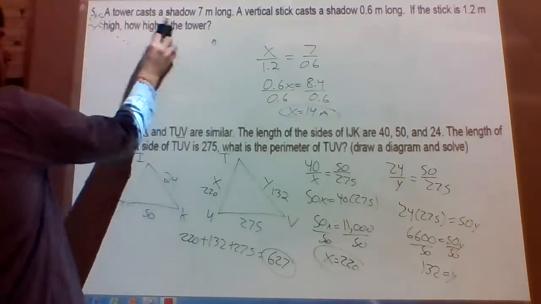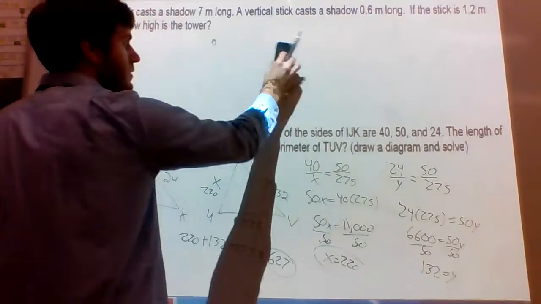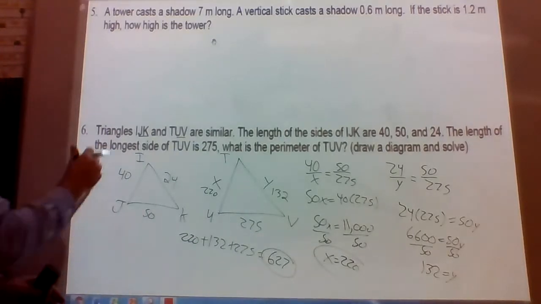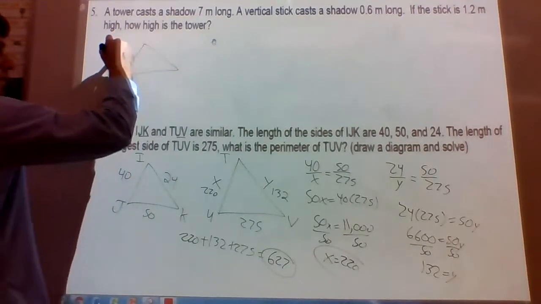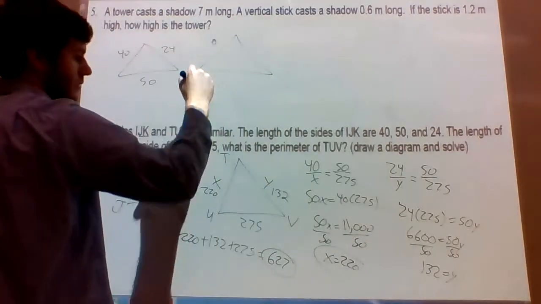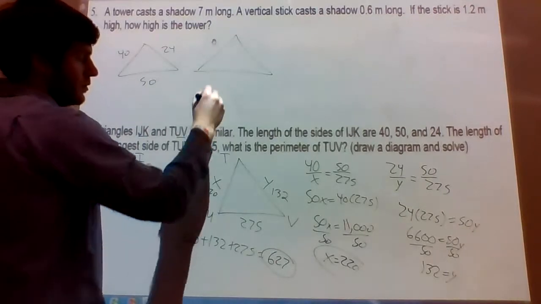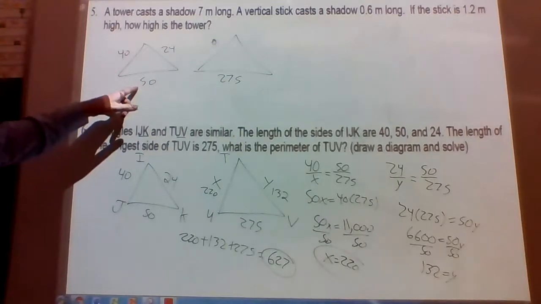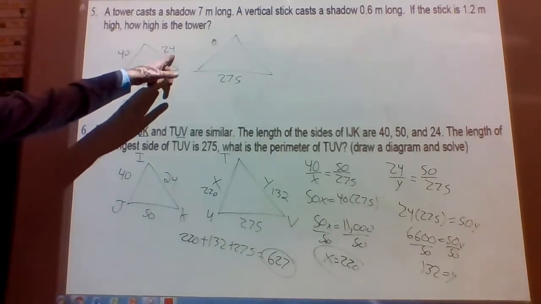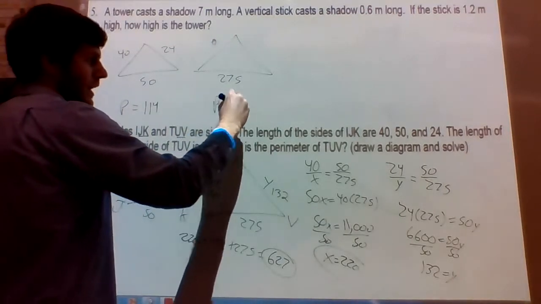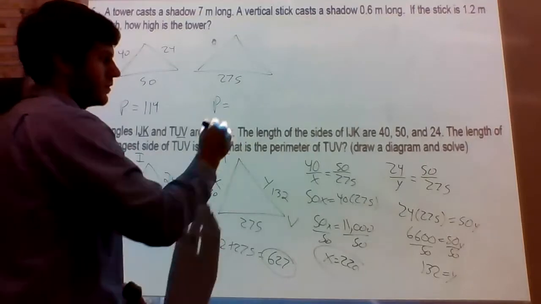The other way we could have done this is we could have found the perimeter of the first one. So the perimeter of the first one is, let me rewrite it up here. So we had 40, 24, 50, and then we had 275. If we find the perimeter here, we do 40 plus 50 is 90. 90 plus 24 is 114. And the perimeter over here, if we call that X or Z or something, call it Z.